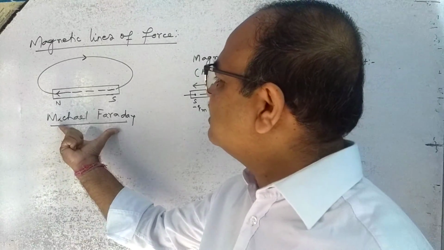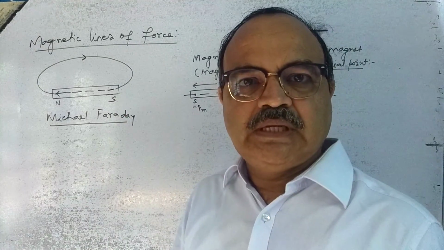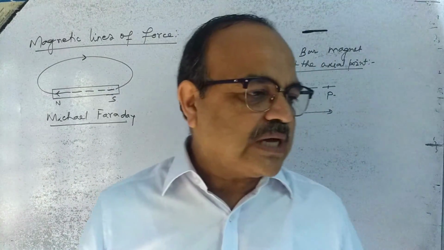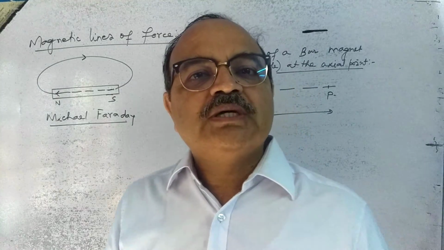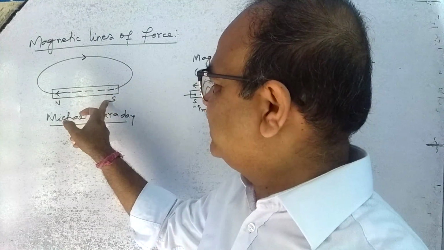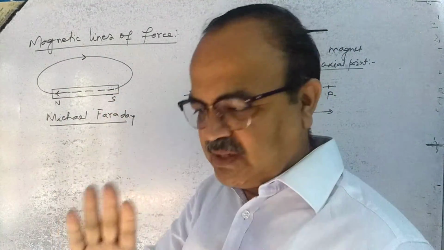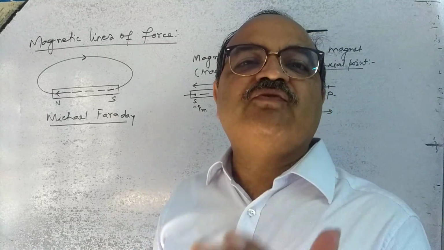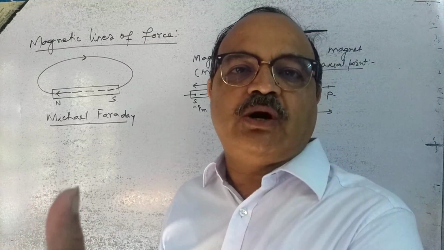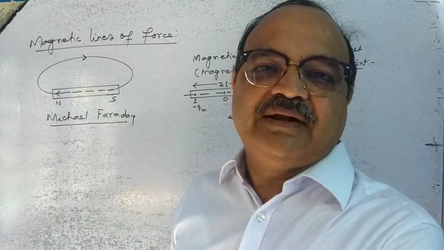First of all, it was discovered by Michael Faraday, a celebrated physicist of London. And what are magnetic lines of force? Magnetic lines of force are actually the curves which start from the North Pole and end at the South Pole outside the magnet. And inside they run from south to north. But first of all, I say that magnetic lines of force are the curves such that the tangent drawn at any point of the curve gives the direction of magnetic field intensity.